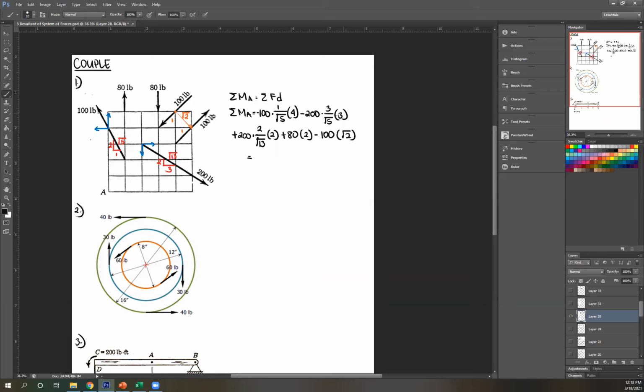Oh wait, sorry. This is positive. Horizontal component, that is clockwise.